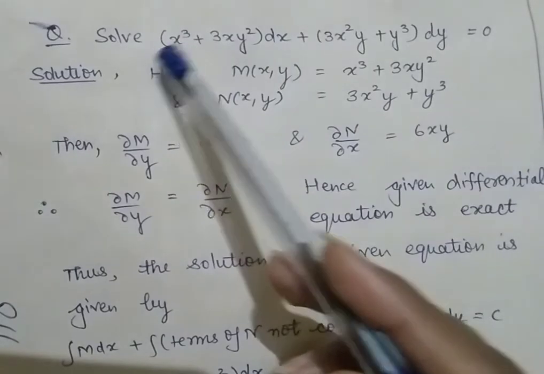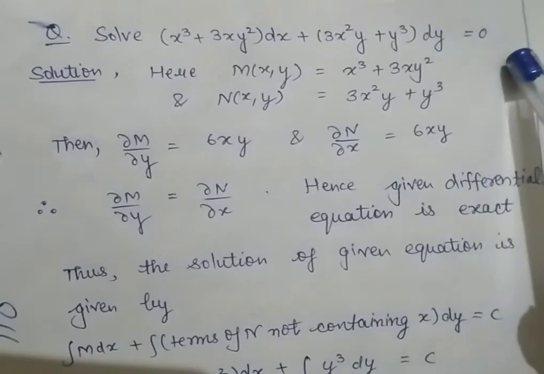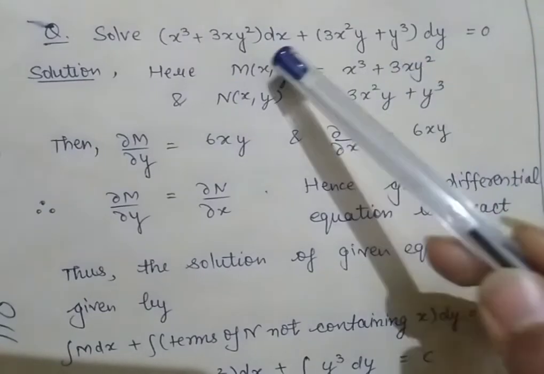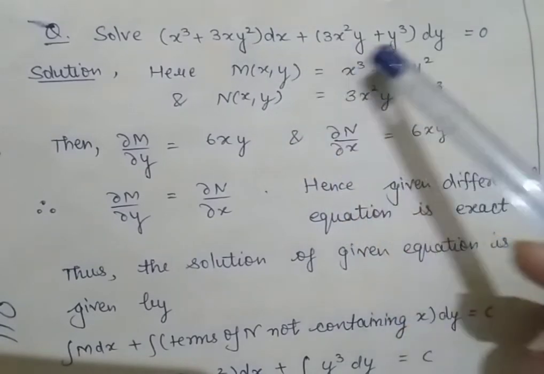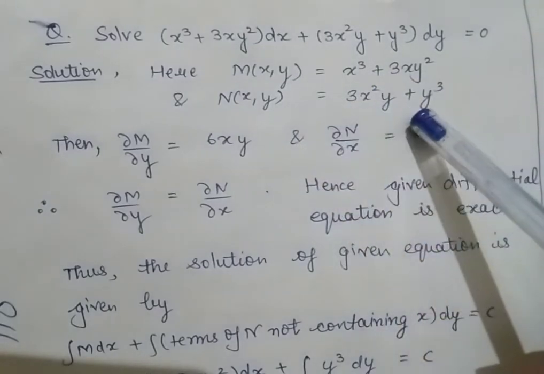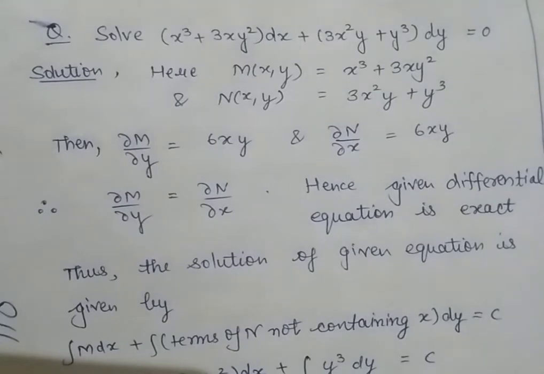Question: solve (x cube plus 3xy square) dx plus (3x square y plus y cube) dy equal to 0. We want to solve this differential equation with the exact differential equation method. First, see whether the equation is of the form M dx plus N dy equal to 0. Yes, the equation is in that form, M dx plus N dy equal to 0, where M is this x cube plus 3xy square and N is 3x square y plus y cube. Now we see whether the equation is exact or not. For the equation to be exact, we must have del M upon del y equal to del N upon del x.